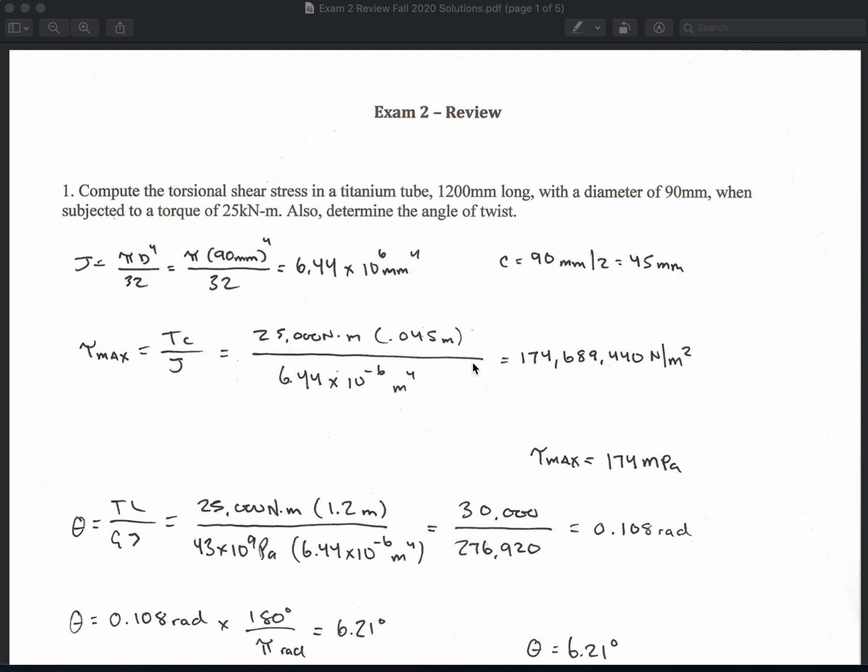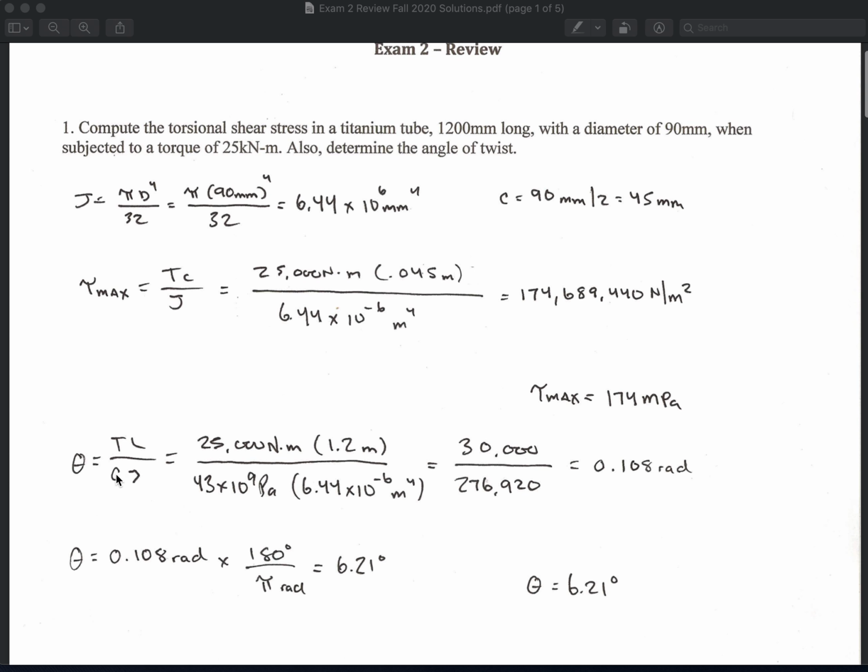I plug all this into the calculator. I get 174,689,440 Newton per meters squared, which is a Pascal. Then I'll write that as 174 megapascals, or 174.6, 174.7, something like that. Okay, I have obtained the first answer. I also ask for the angle of twist.